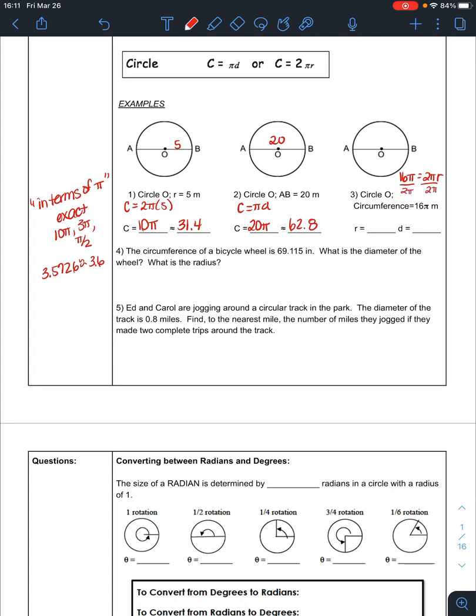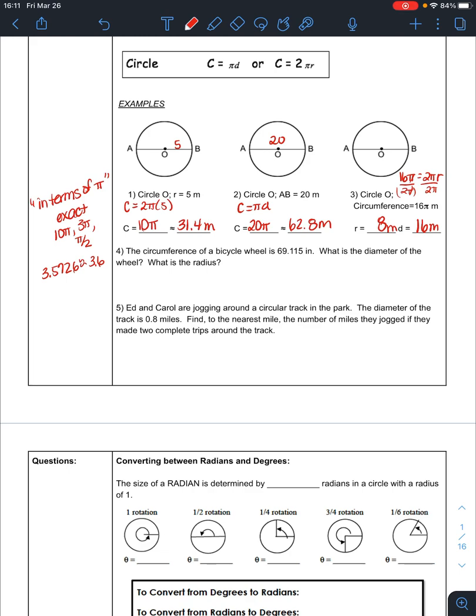If I wanted to type this in on my calculator, you would need to use parentheses. But in this case, I don't need to. The pi's cancel out, and 16 over 2 is 8, so my radius is 8. If the radius is 8, then the diameter is 16, and that's in meters. I didn't do very good including my units in there.